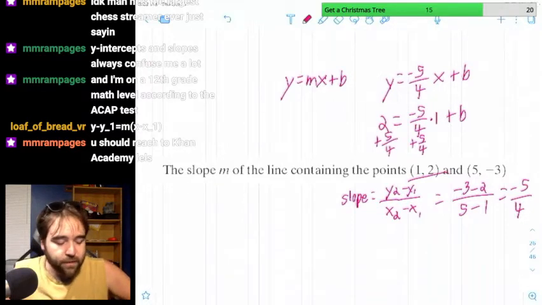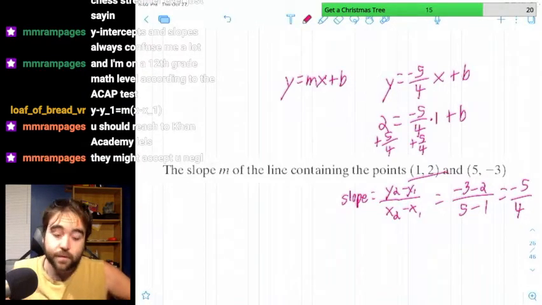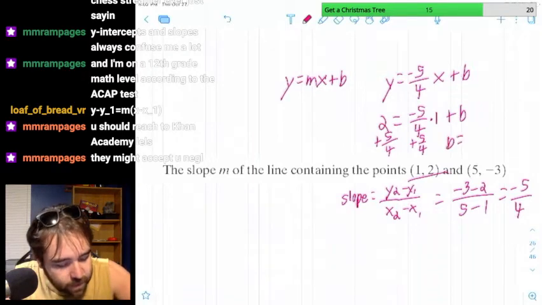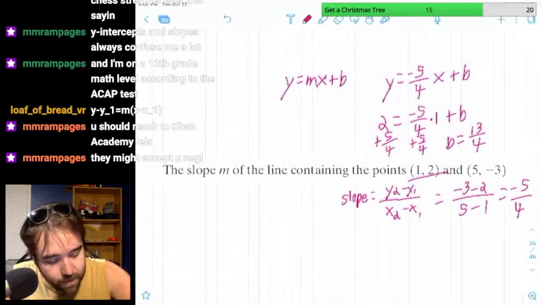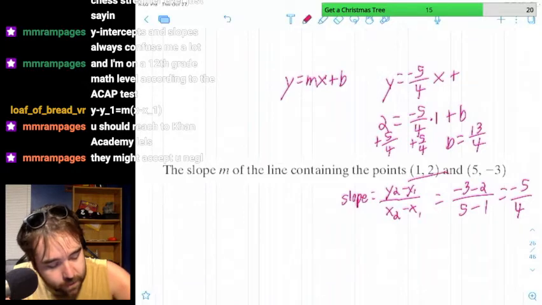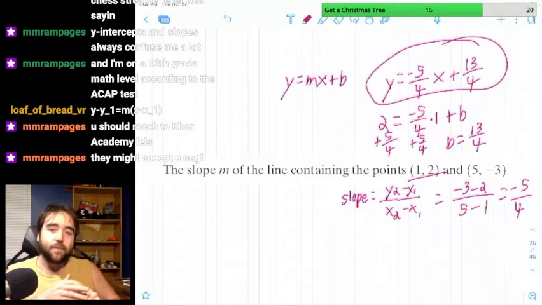So what's 2 plus 5 fourths? Well, 2 is 8 fourths. So that's going to get us that b is 13 fourths. And so now we know the full equation, because we know b now. It is 13 fourths. And that is the equation.